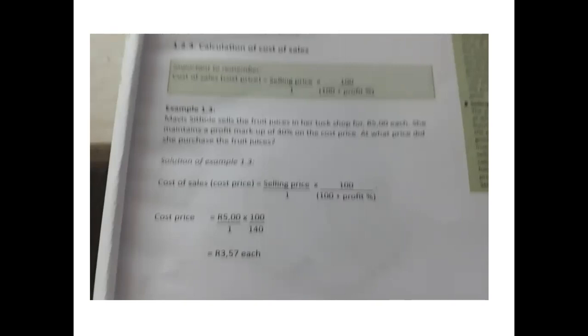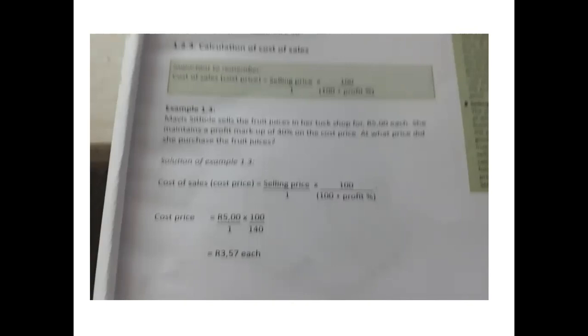So if you need to calculate the cost price, remember that is the smaller one, then the smaller one will be at the top, the 100. If you need to calculate the selling price, it is the bigger amount. What will then be at the top? 100 plus the profit percentage. Then it's changing.